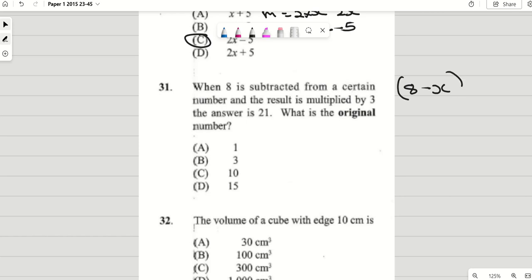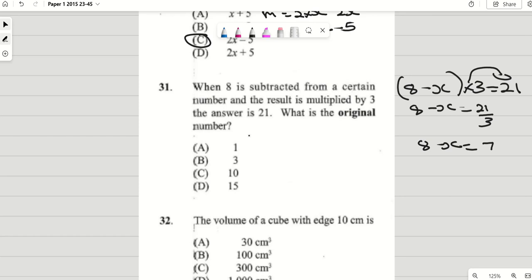This result is multiplied by 3, and the answer is 21. What is x, or what is the original number? First, we're going to carry across multiply by 3 over the equal sign. So that's 8 minus x is equal to 21 divided by 3. So 8 minus x is equal to 7.